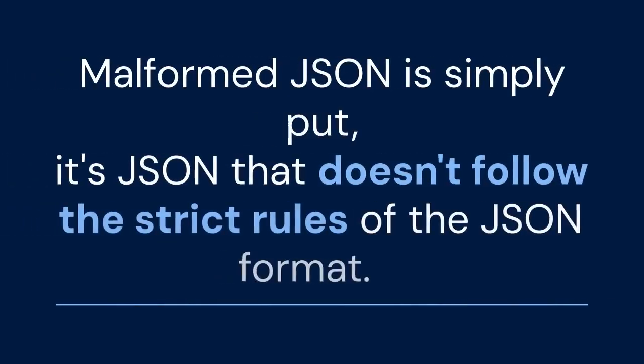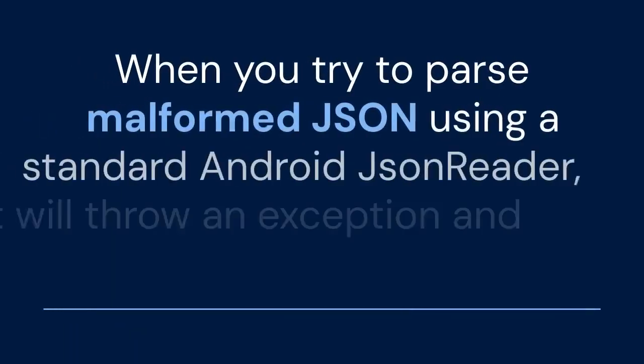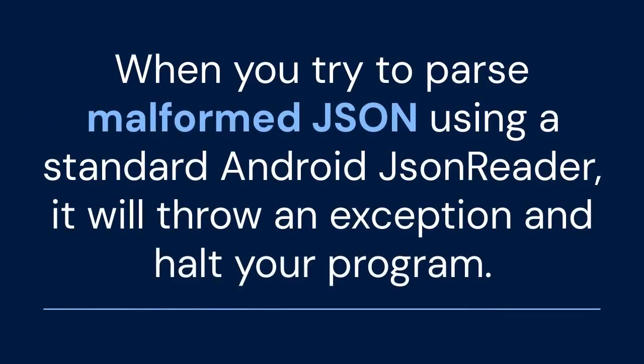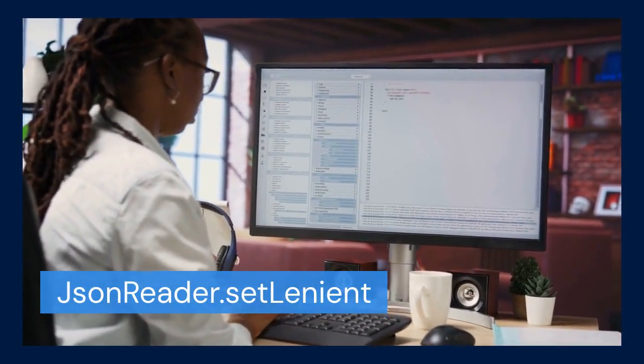So, what's Malformed JSON? Simply put, it's JSON that doesn't follow the strict rules of the JSON format. This can include things like missing quotes, extra commas, or incorrect data types. When you try to parse malformed JSON using a standard Android JSON reader, it will throw an exception and halt your program. Now, that's where JsonReader.setLenient(true) comes in.